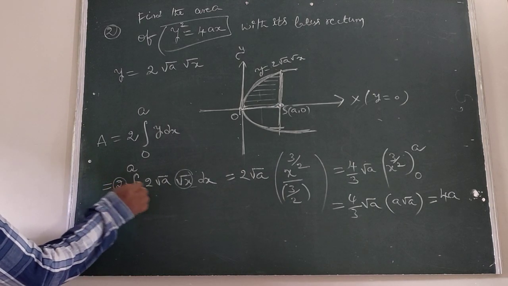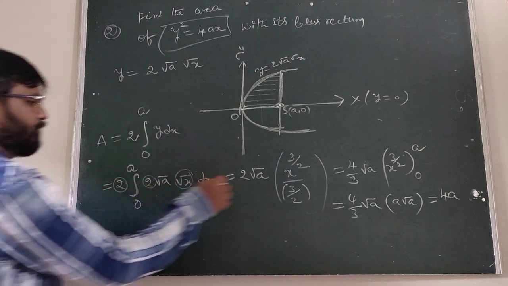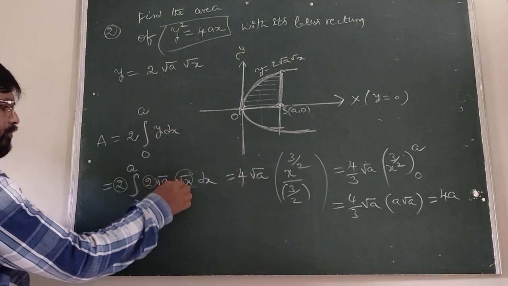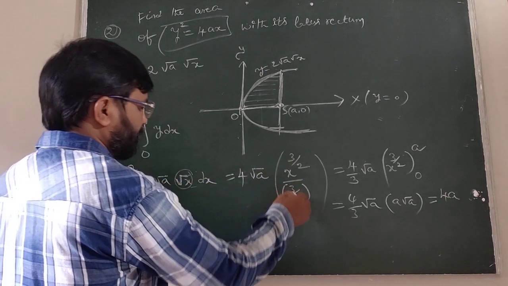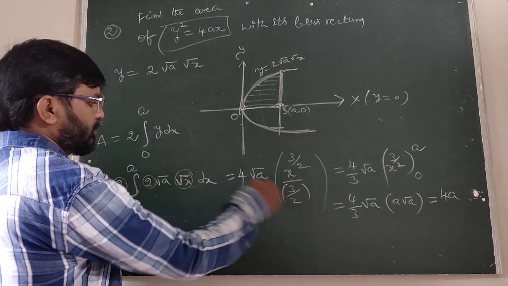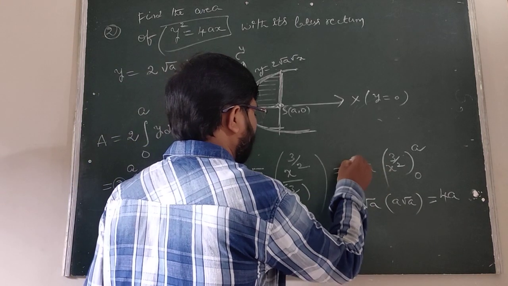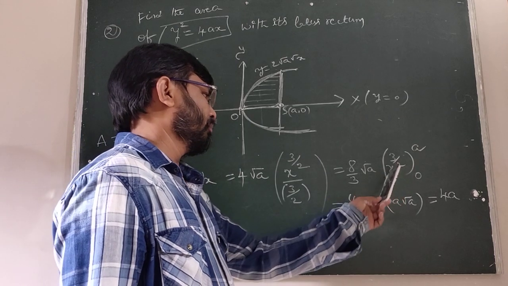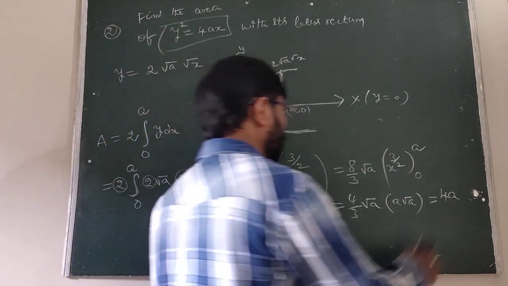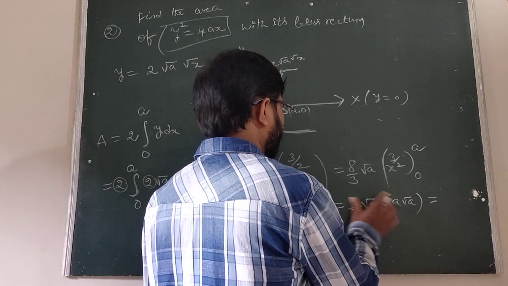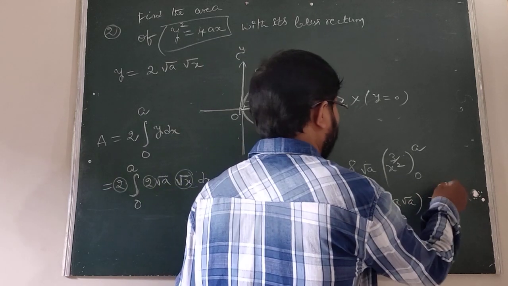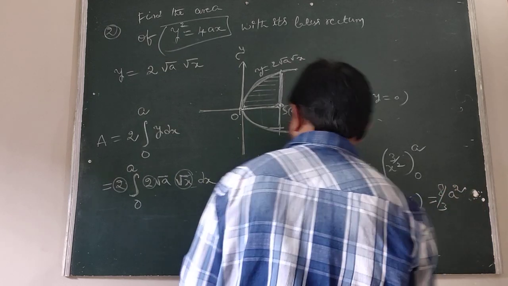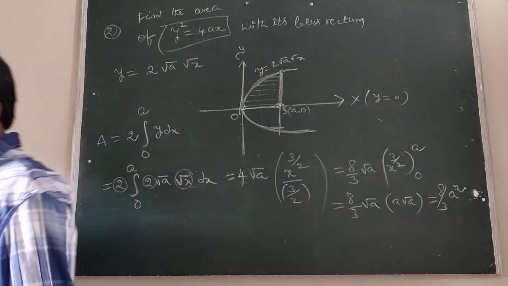The small mistake is here: 2 into 2 is undoubtedly 4. 4 into root a, okay. The integral of root x is x power 3 by 2 by 3 by 2. Therefore now we can write 2 into 4 is 8 by 3. Clear? 8 by 3. Now we put a power 3 by 2, which is a root a. Therefore 8 by 3 root a into root a, 8 by 3 a square. 8 by 3 a square units.